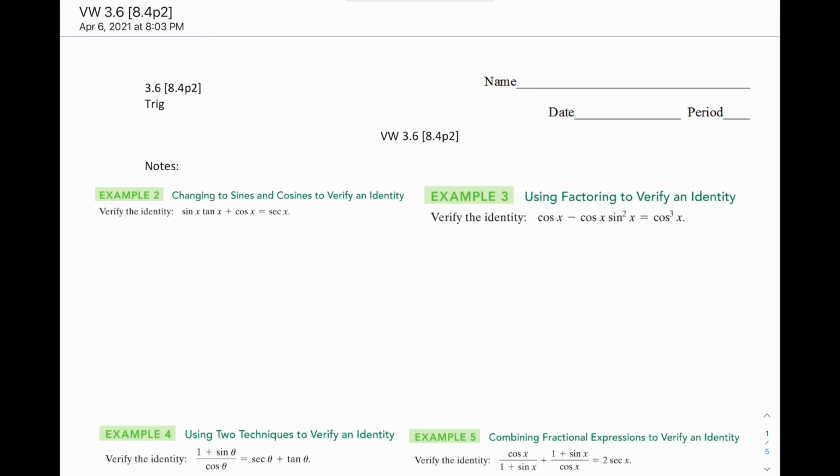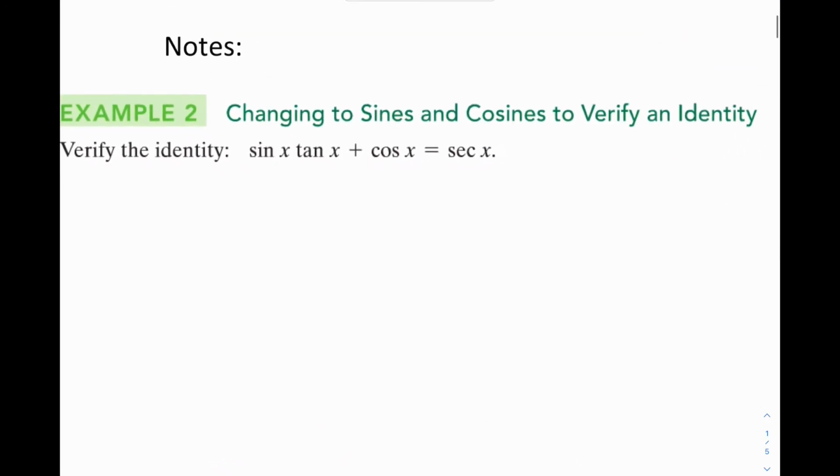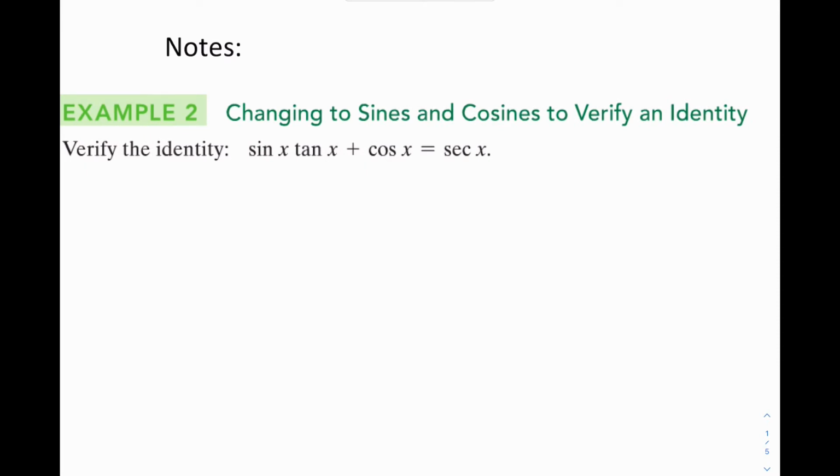Welcome to VW 3.6. Today we'll be finishing up our lesson in identities, and I'm going to be showing you a various amount of techniques. We'll start right here at example 2. You're going to highlight right here, and this will be technique number 1, changing to sine and cosine.